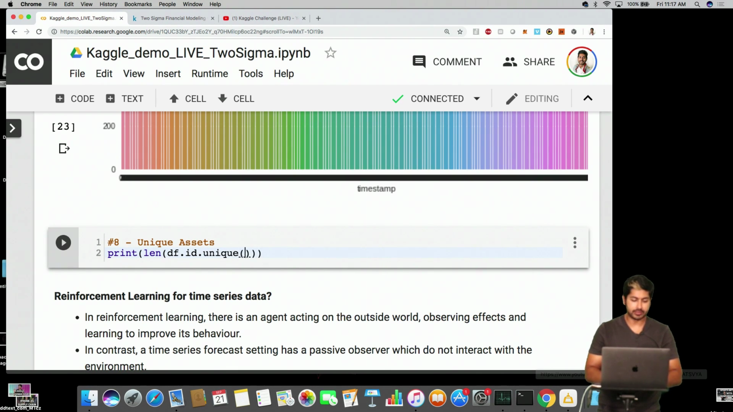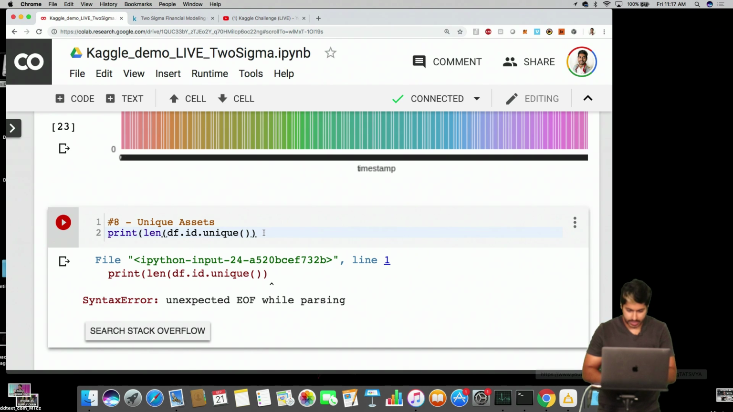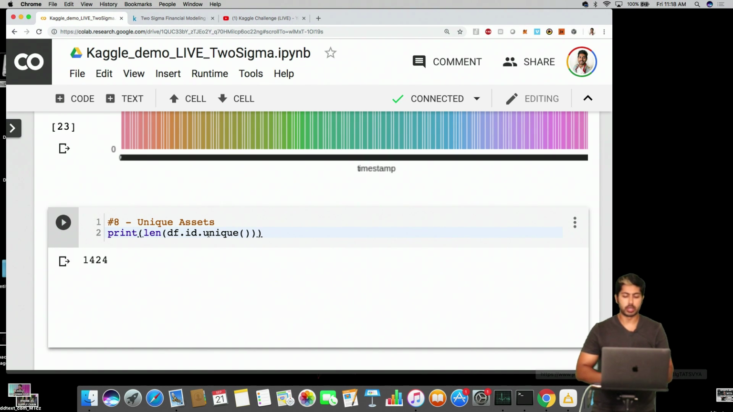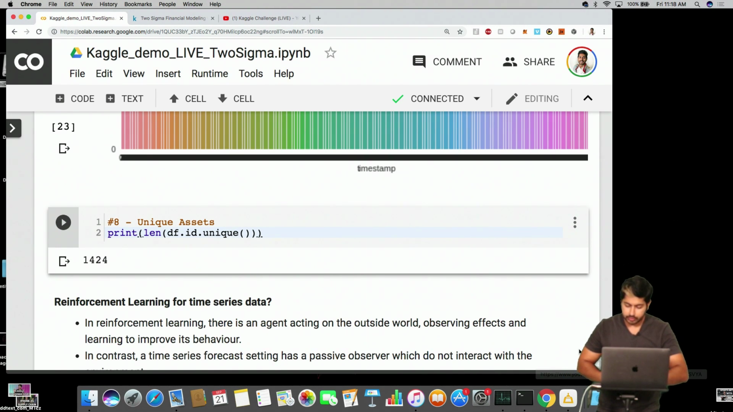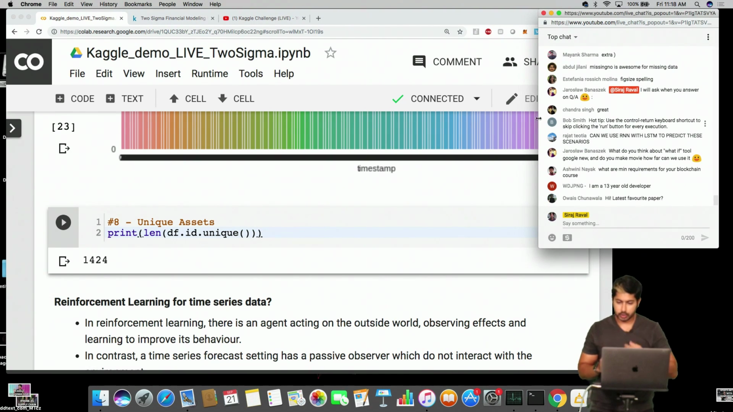How many unique assets do we have in total? And that's print the length of df.id.unique. 1424. Okay, so let's answer some questions and then I'll talk about reinforcement learning.